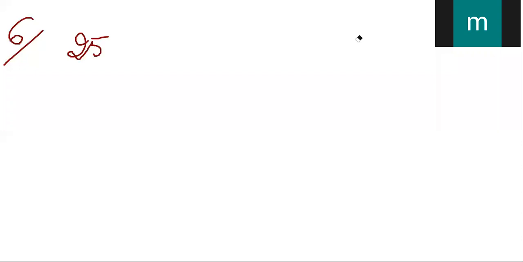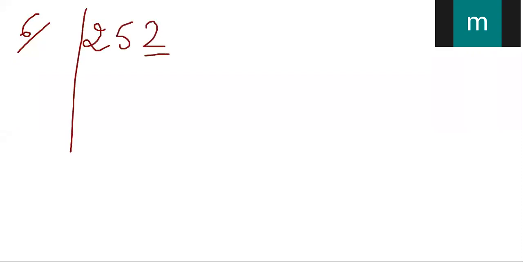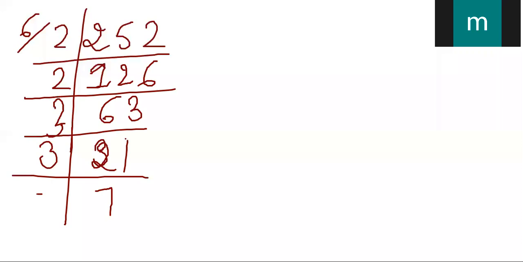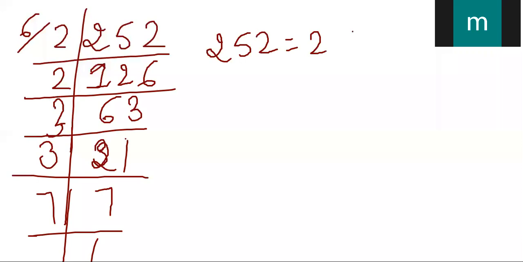252. Firstly, let's do the prime factorization. It will go on 2. Again, it will go on 2. Again 2. Sorry, 3. Then 3. Then 7. Now we can write down 252 as 2 into 2 into 3 into 3 into 7.